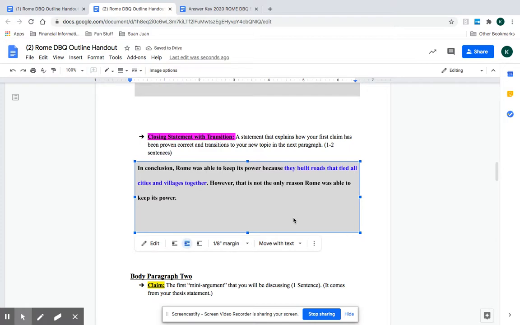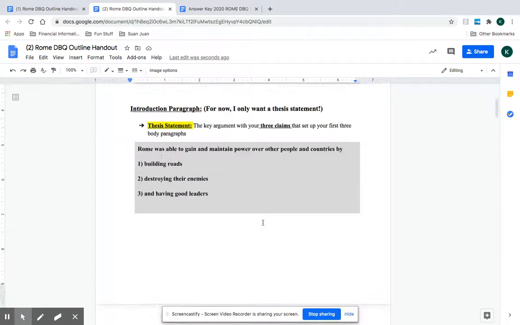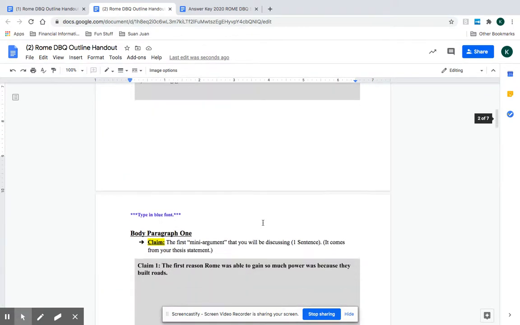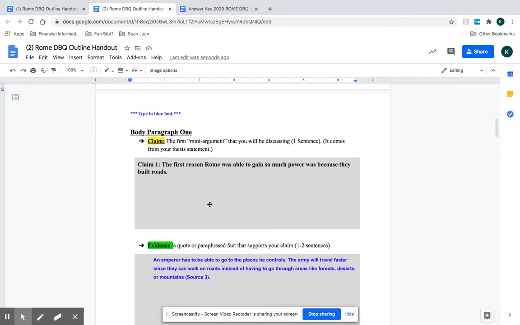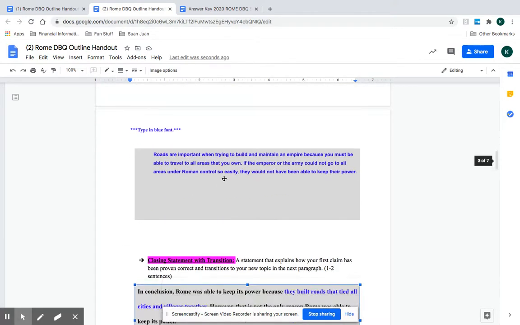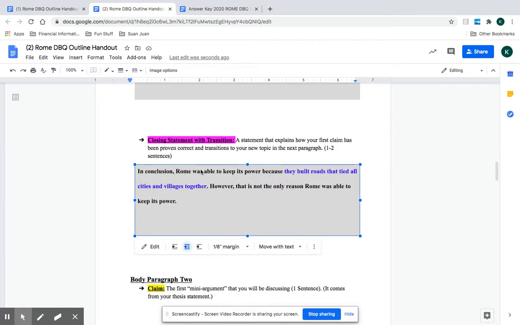So what we have is our question rephrased, and a thesis statement that we copied from our own thesis statement handout. And then I have the first reason they were able to gain so much power was because of roads, my claim. I got evidence from my sources, and I had an explanation of how my evidence was important to proving that I was correct. All paragraphs must end with that closing statement. You have to tell me how you have proven that you are correct, right? Why was this important? And then you move on to the next.